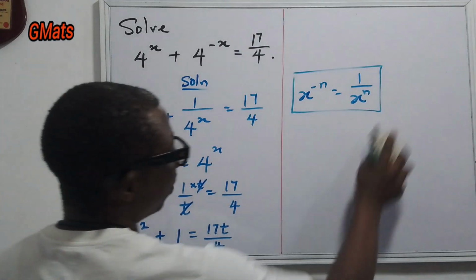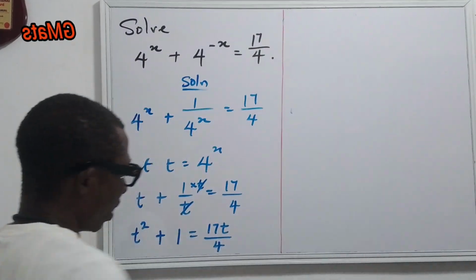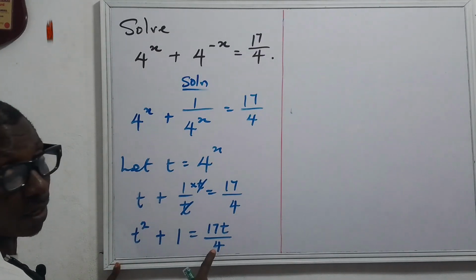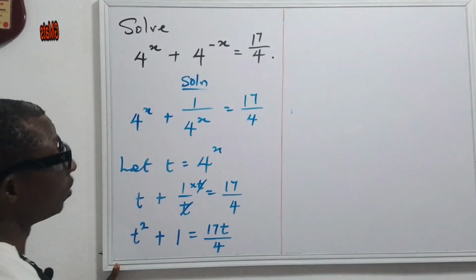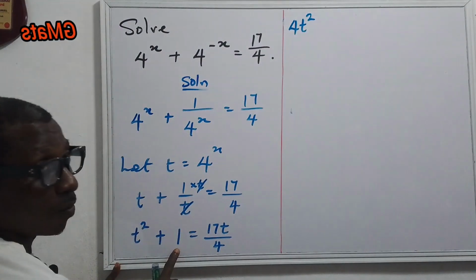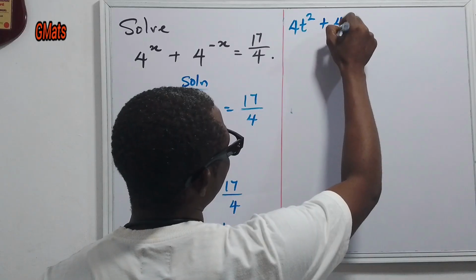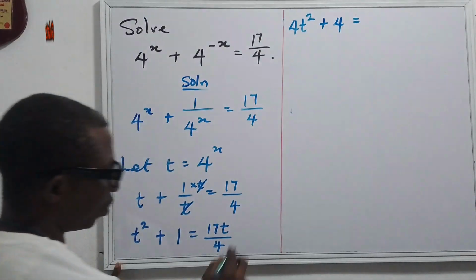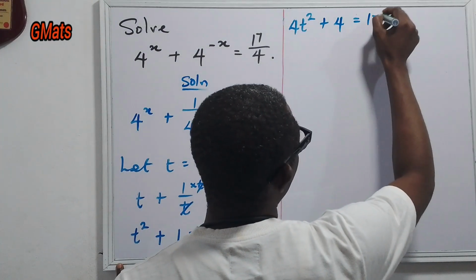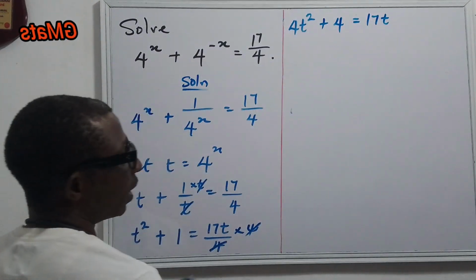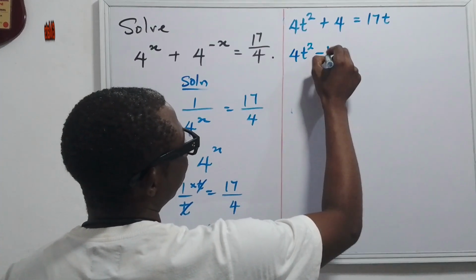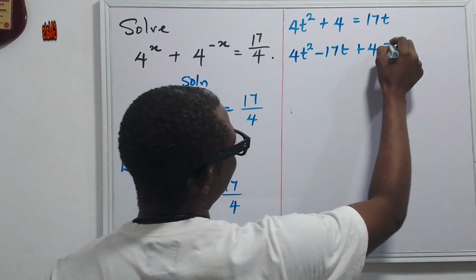All right, so what's the next thing to do? You multiply through by 4 again. So I multiply this by 4, this by 4, this by 4. I want to clear this fraction. When you multiply this by 4, you have 4t squared. Multiply 1 by 4, plus 4, equals, multiply this by 4, 4 cancels 4, so we have 17t. Now let's transpose this. So we have 4t squared minus 17t plus 4 equals 0.